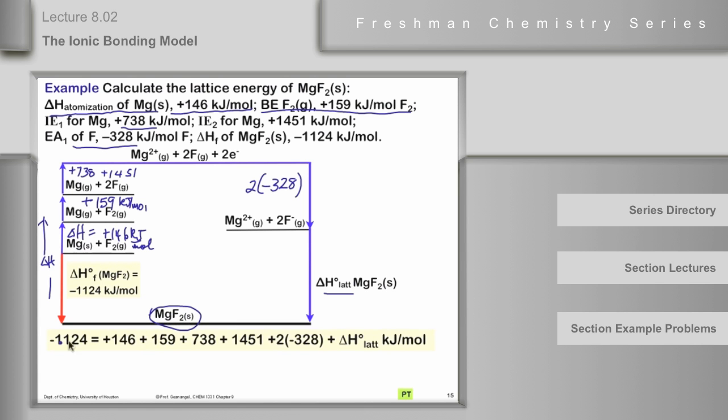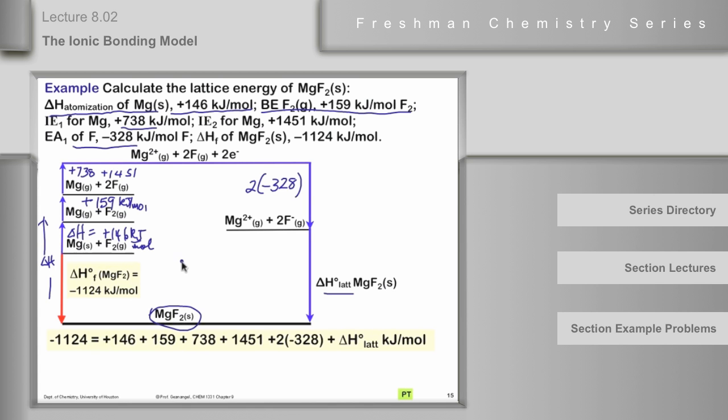Delta H of formation is minus 1124. Then we have sublimation, 146. The bond dissociation energy. Now notice we don't use half of it here. Why not? Before we used a half. Because there's 2 moles. The formula tells us we need 2 moles of F, fluoride in this case.